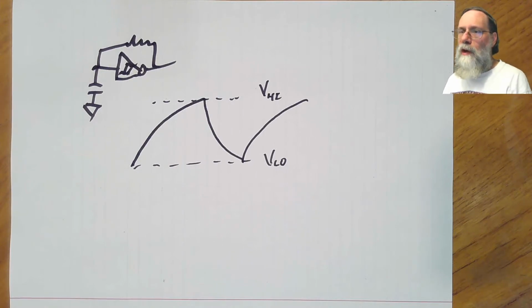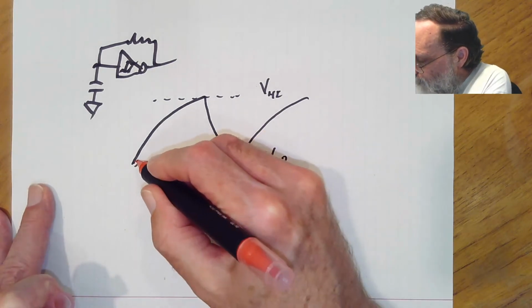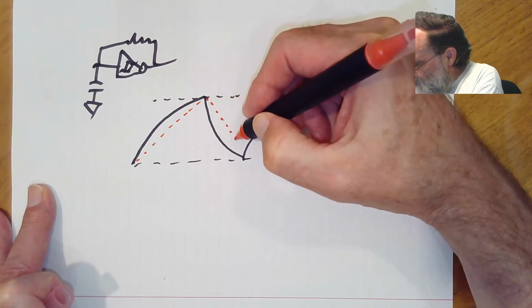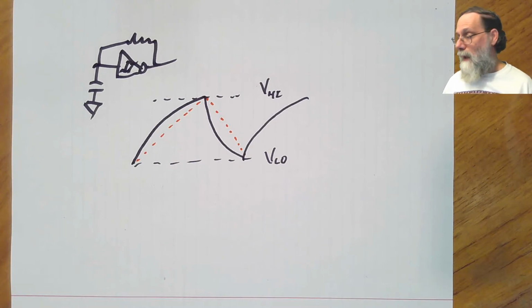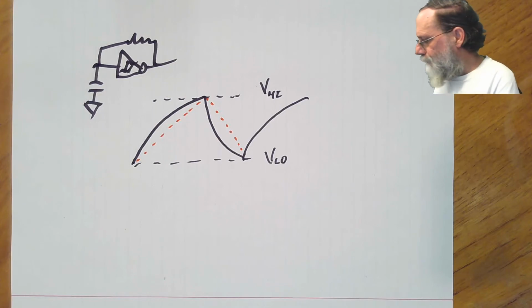We have these shark fin shapes. And for a triangle wave, we really want to have a nice straight line there and a nice straight line there. The problem is that with RC charging, the voltage across the resistor changes as the voltage on the capacitor changes, and so we get a charging current that varies. What we want is something where the capacitor charges at a constant rate. We have a constant current driving the capacitor. Well, we see a circuit for doing that.